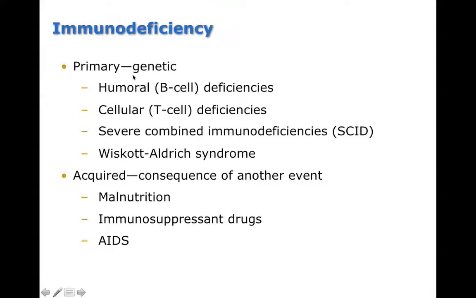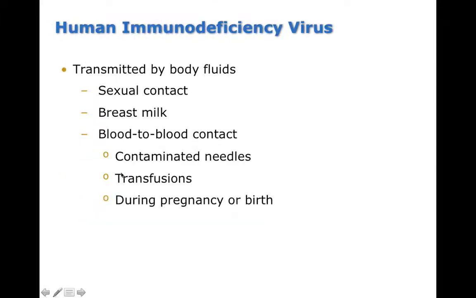There's acquired immunodeficiency, which can come from malnutrition, like you need certain nutrients to support your immune system. There are immunosuppressant drugs. Radiation can lead to immunodeficiency, and even certain viruses. When we talk about HIV, that can lead to AIDS, which is a form of acquired immunodeficiency.